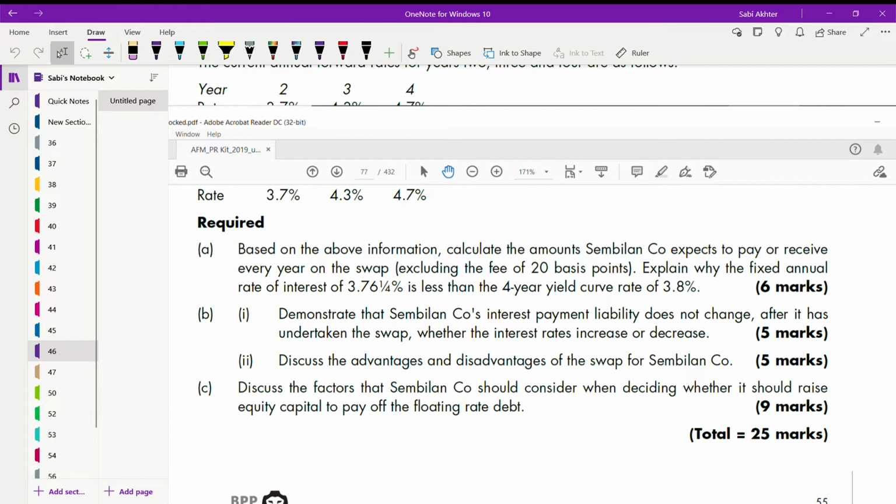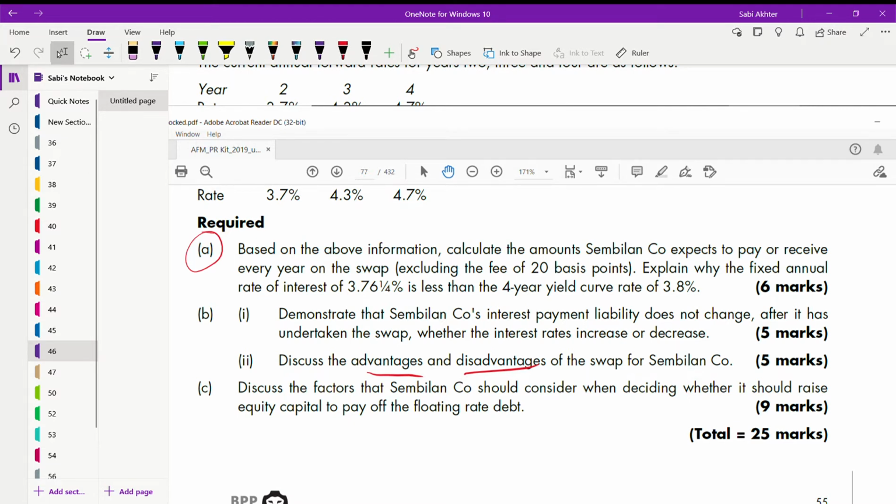This question also comes at times. How much should the company expect to pay or receive every year on the swap, excluding the fee of 20 basis points? Explain why the fixed annual rate is less. And here the disadvantages and advantages of swap, you should be able to do it. I'm not going to focus on it. And last is about some floating rate debt, equity capital to pay off the floating rate debt. That also you should be able to do.